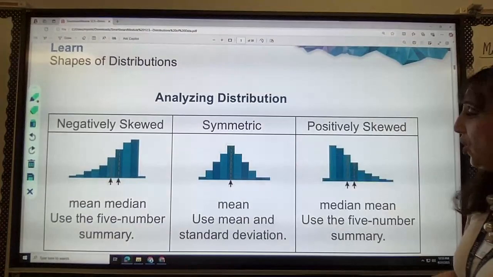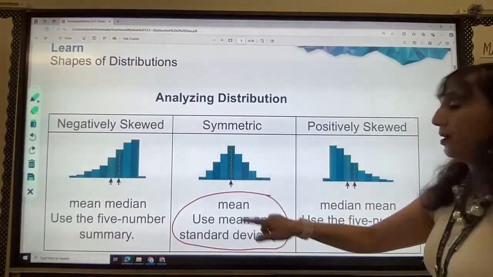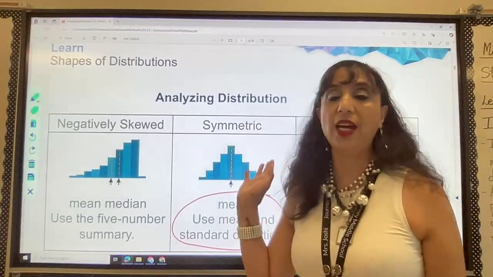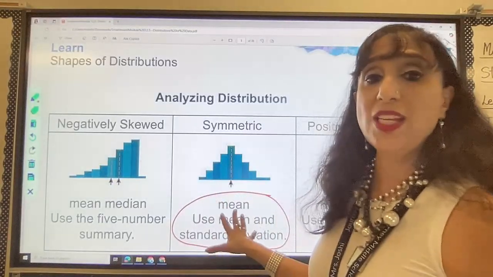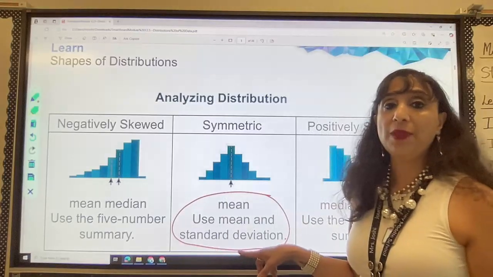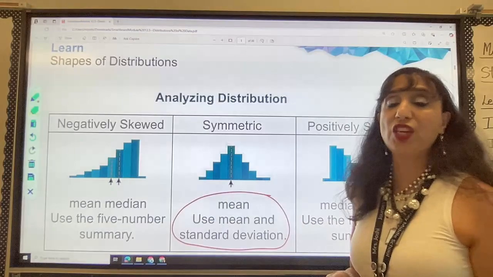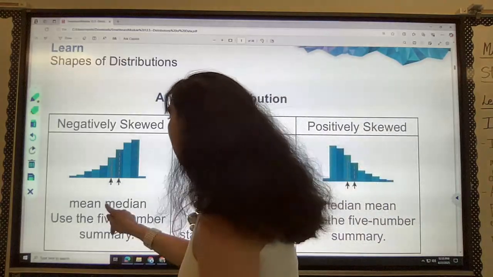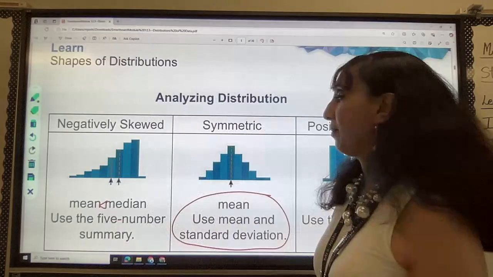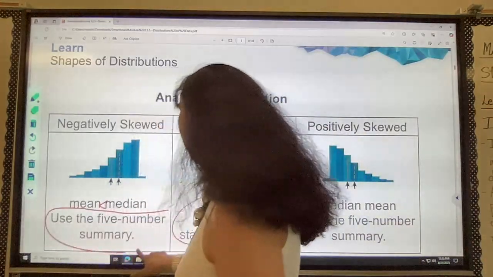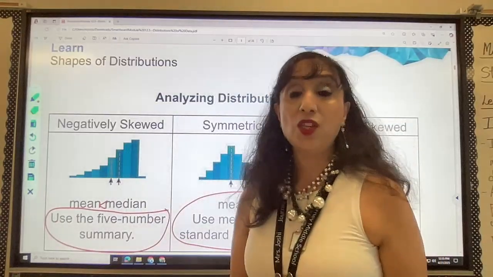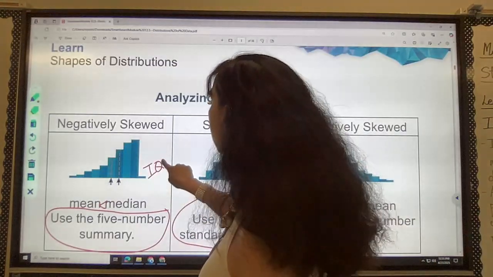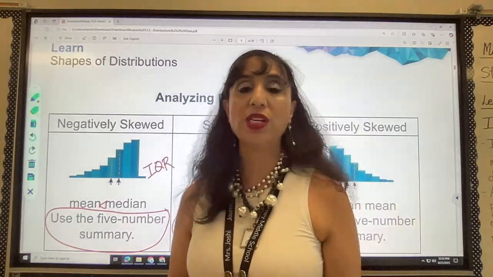A symmetric. So look, I use mean. There's no outlier, there's nothing pulling the data way down or on the other extreme way up. So in this case, we use mean and standard deviation. However, when it is negatively skewed, we can see that my mean is going to be less than my median. So in this case, we are going to use the 5-number summary. So we are going to use the median. And definitely I am going to use IQR to see the variability in the data, in the quartile range.